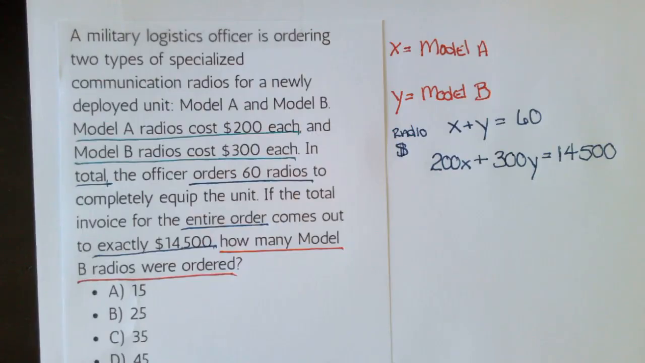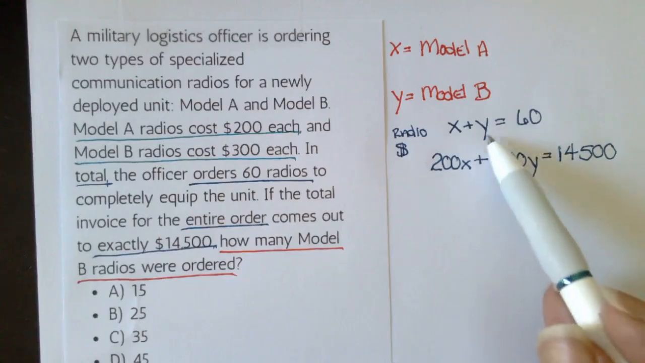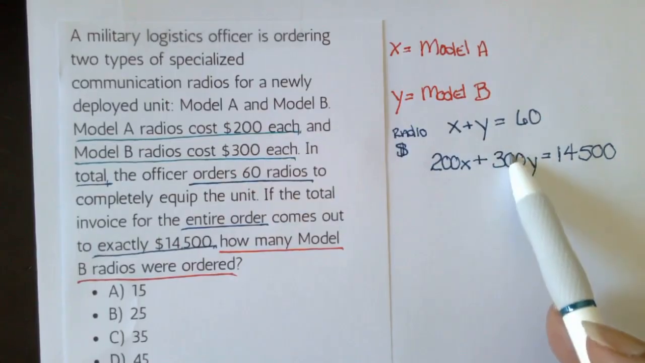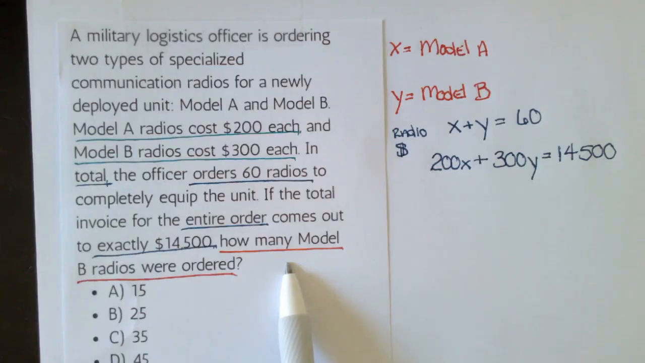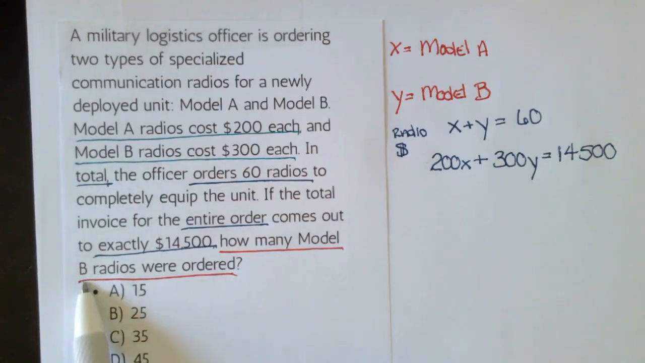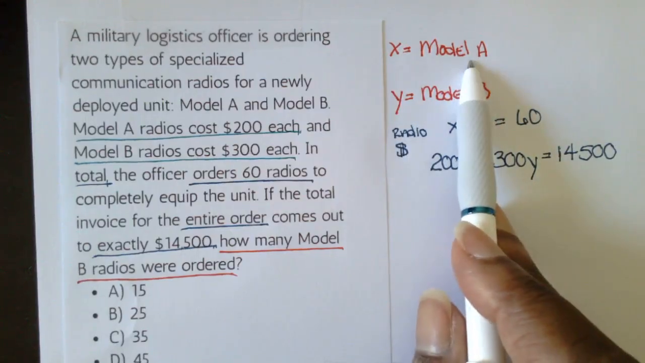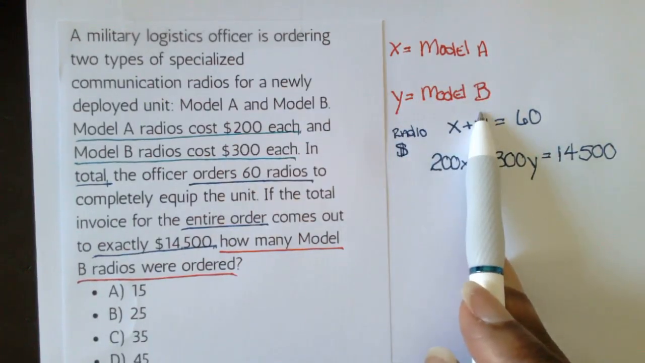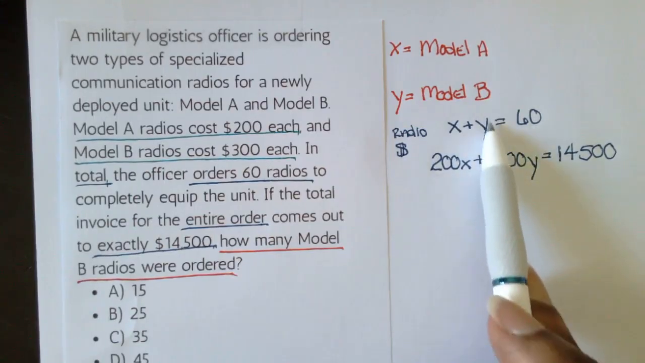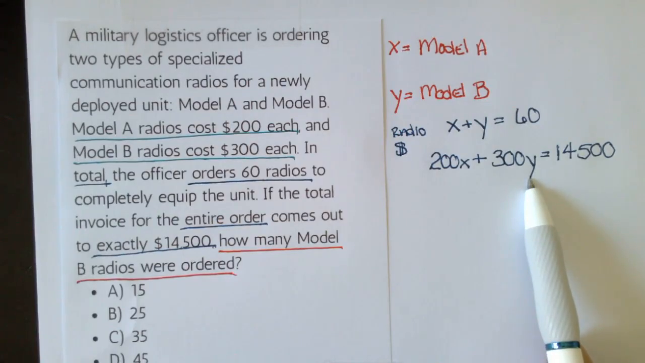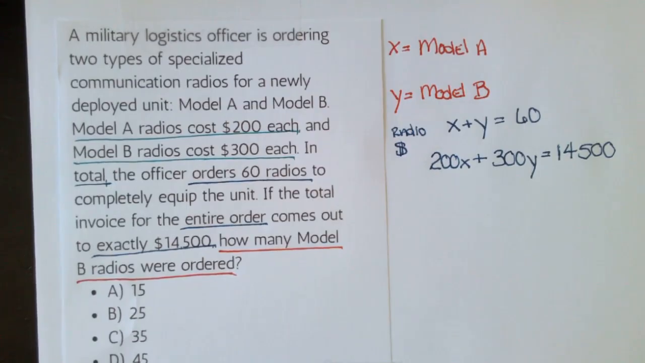So now, when we have two equations, now we need to go back to the question. The question says, how many Model B radios were ordered? So we know that X is representing the Model A and Y is representing the Model B. So we need to solve this system of equations for the Model B, which is my Y's. In order for us to do this, we have to do one of three ways.